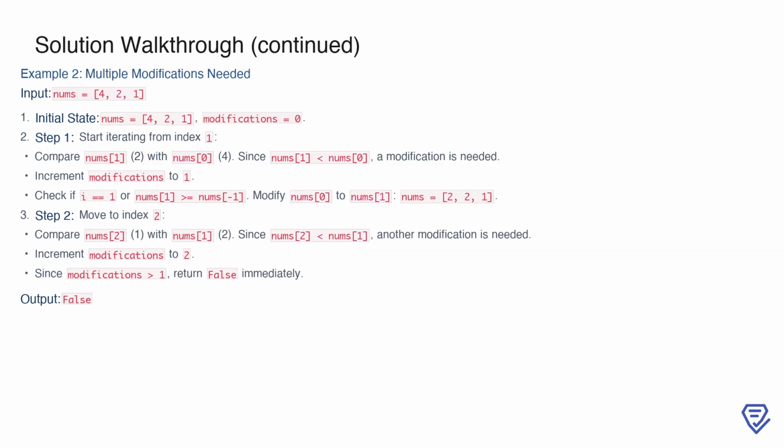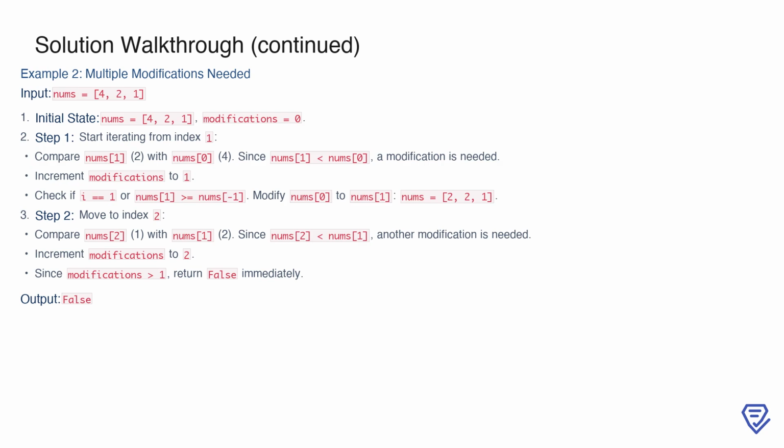Here, the input array is nums equals 4, 2, 1, and we start with modifications set to 0. At index 1, we compare nums[1], which is 2, with nums[0], which is 4. Since 2 is less than 4, the array is not non-decreasing, so we need to make a modification. We increment modifications to 1, then adjust the array.